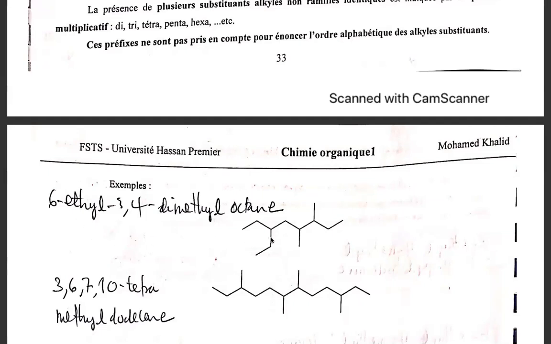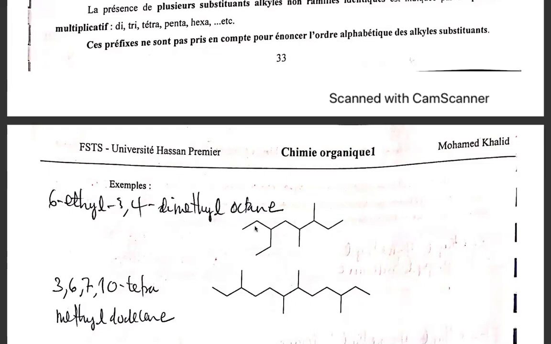The name for this hydrocarbon would be 6-ethyl 3. And when you're naming them, you put these dashes. So you say ethyl dash 3,4 dash dimethyl. The di shows that you have 2 methyl, and octane.